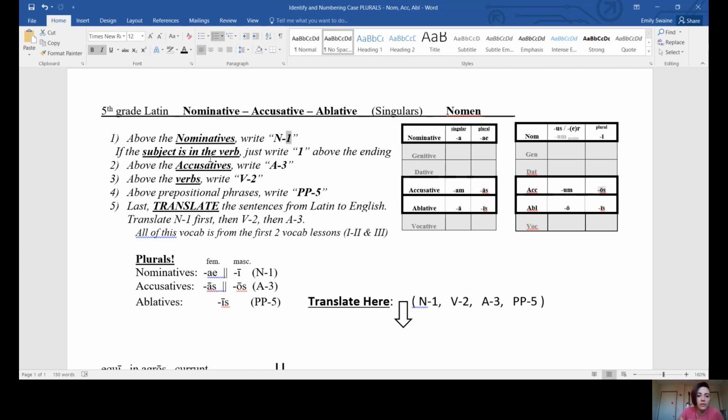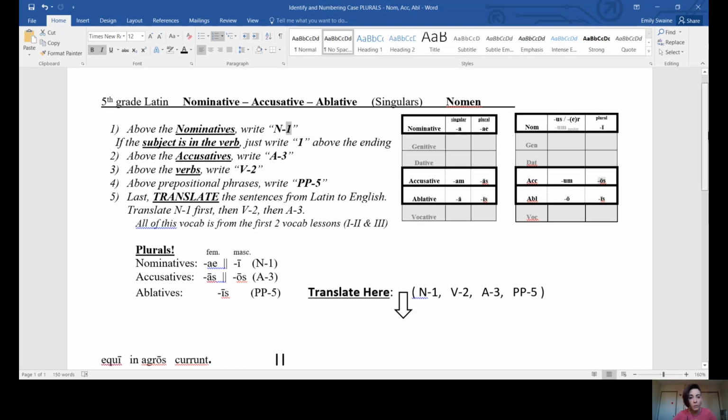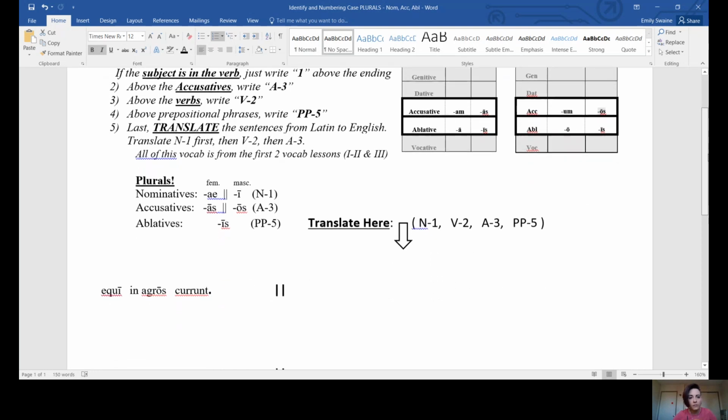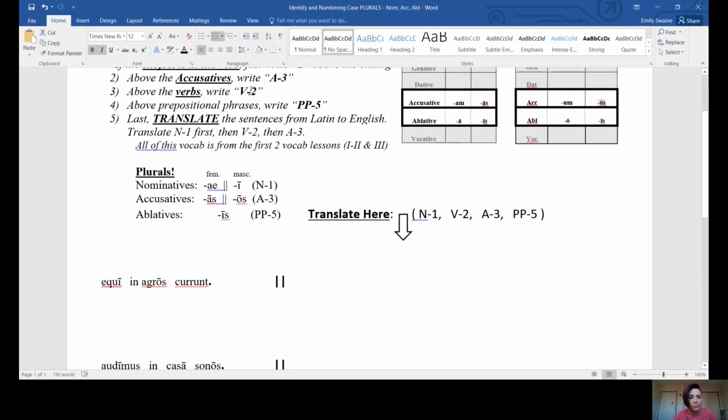So above accusatives, we are going to write A3, the A standing for accusative, 3 standing for the place where we're going to put it in the English sentence. The verbs, we're going to write a V for verb and 2 for the place where it goes in the English sentence. And then prepositional phrases, we're going to write P for prepositional phrase, and then a 5.